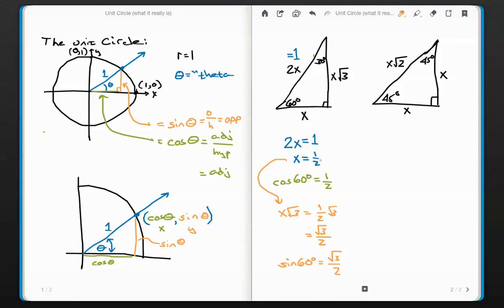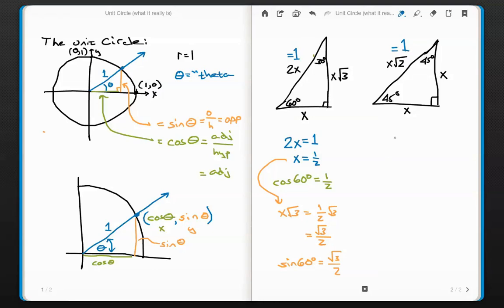This maybe doesn't mean a lot to you yet, but we're going to keep charging ahead, and we'll try to pull it together on the next page. We'll do the same thing over here on a different triangle. Let's take this triangle and put it on the unit circle, such that the radius of this particular one happens to be 1.